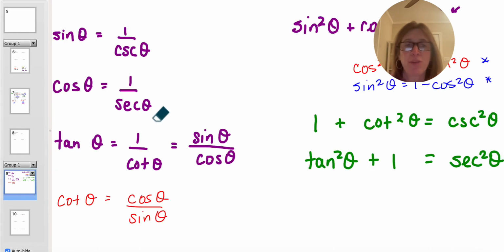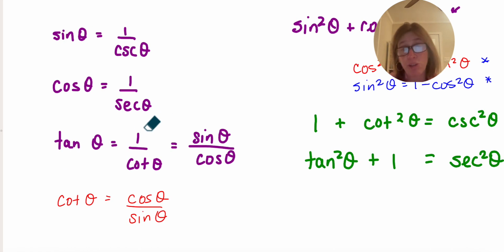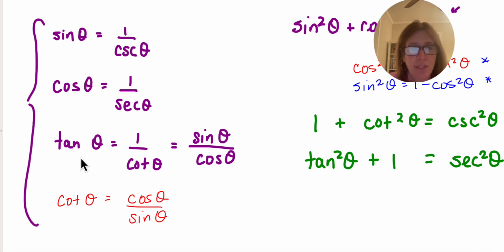So as a reminder, if you watched my video on simplifying trig expressions, you are going to need the reciprocal identities: sine, cosine, tangent, as 1 over cosecant, 1 over secant, 1 over cotangent. Remembering that tangent has two ways you might use it, 1 over cotangent or sine over cosine. And then I always like to write cotangent as cosine over sine.